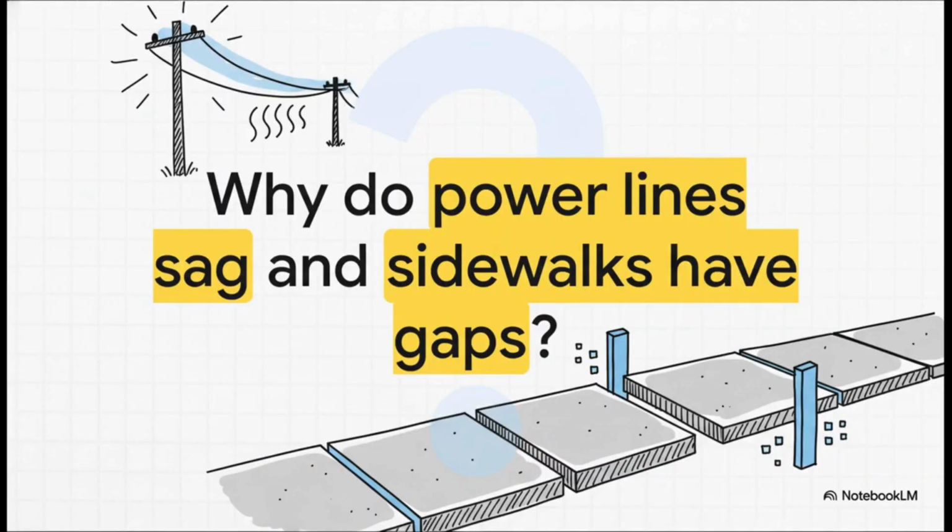I mean, you've definitely seen this, right? Those big, droopy curves in power lines on a super hot day, or those deliberate cracks built right into concrete sidewalks. Ever just stopped and thought, hey, what's the deal with that? Well, it turns out the answer to both of those questions is exactly what we're diving into today.